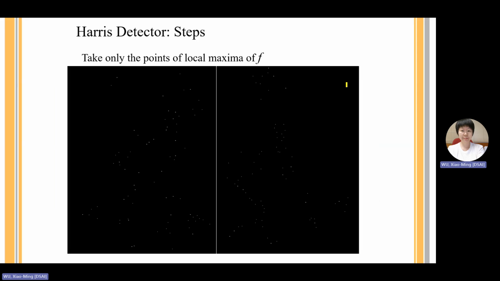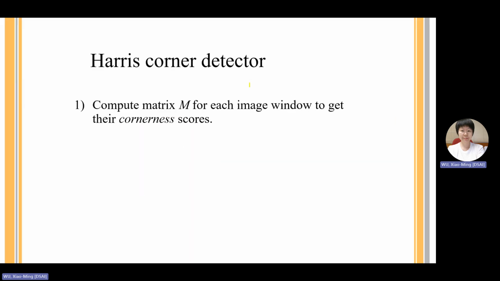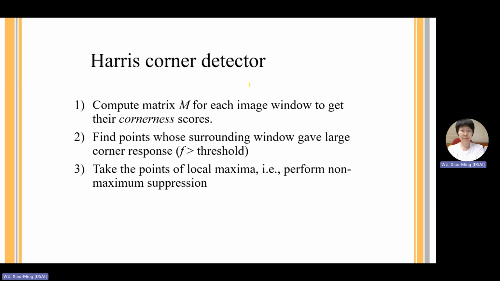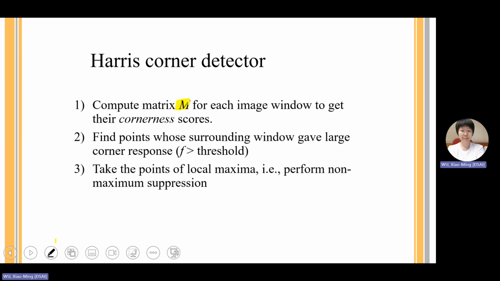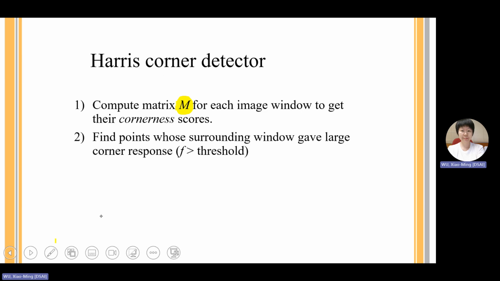Okay, now back to the Harris corner detection algorithm. All right. Now we know what the M is. We place a window at each pixel, and we examine the second moment matrix M, which characterizes the local image structure.